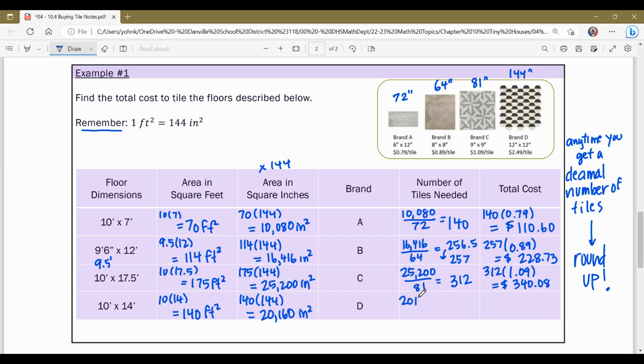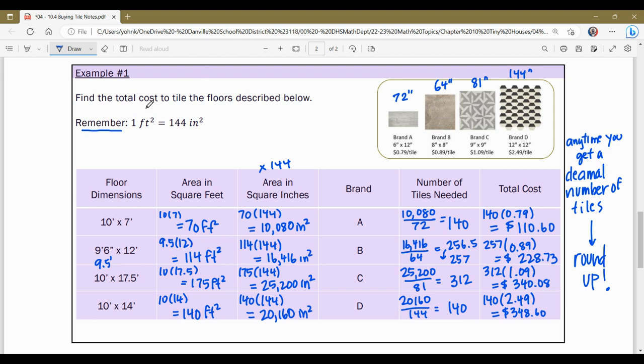So I'm going to take 20,160 and divide by 144. Rounding gives me 140 tiles. Total cost, I'm going to take those 140 tiles, and brand D is $249 a tile. So I'm going to multiply by 249. This gives me a total cost in the last room of $348.60.